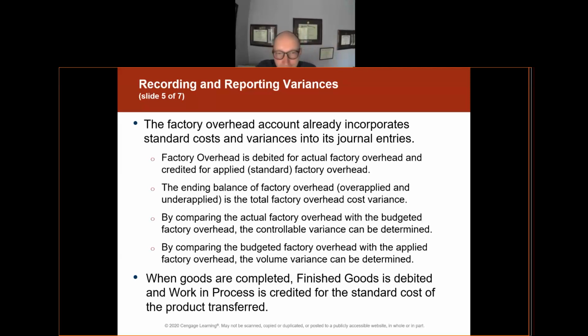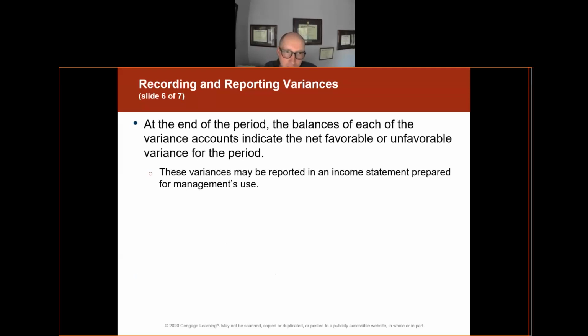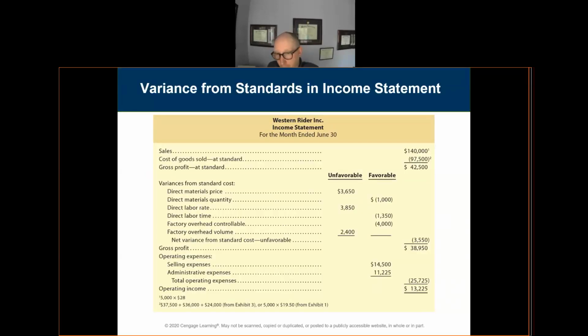Okay, so yeah, we make a bunch of journal entries for factory overhead at the end of the accounting period, for underapplied and overapplied, just like we talked about earlier. And so that's part of that process as well. At the end of the accounting period, balances for variances indicate if it's favorable or unfavorable for the period. Yeah, and we use that information to help us to make improvements.